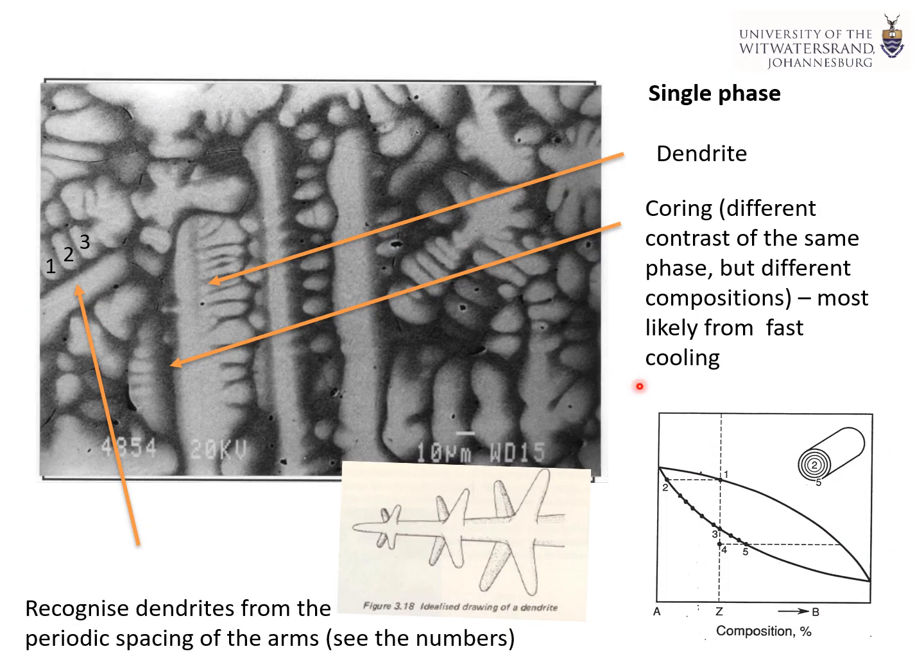Okay, so here we have a single phase, and what we've got are dendrites. That looks very much like a dendrite, and I think everybody would identify that as a dendrite. Here you've sectioned it so that you don't see that central spine, but you can tell it's a dendrite because it's periodic. Those arms are periodic. There's some more periodic arms there.